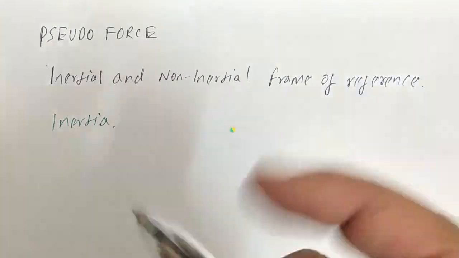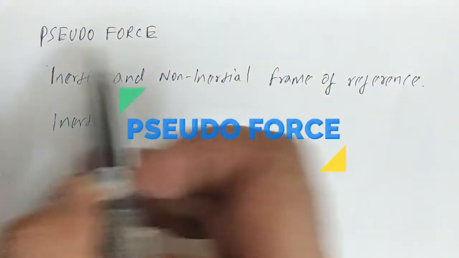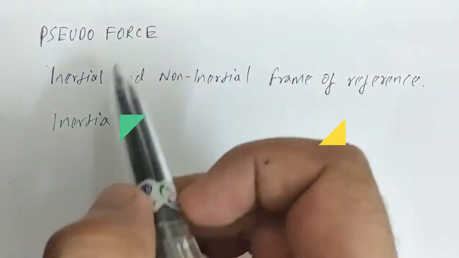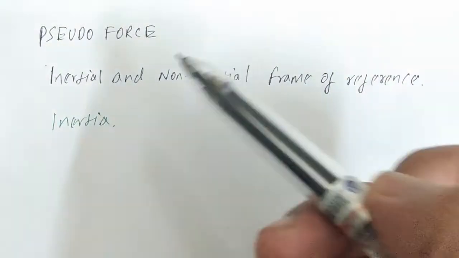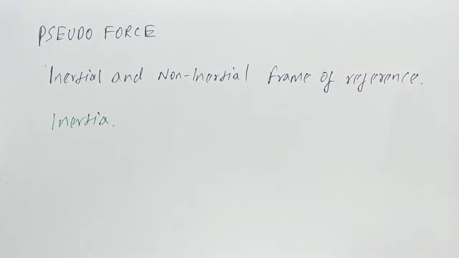Your mind gets fooled as if your train is moving forward. So what is the reason behind these various observations, and how can we explain this? So let's find the answer. Today I will be discussing the pseudo force. Before understanding the term pseudo force, we need to understand what is inertial and non-inertial frame of reference.